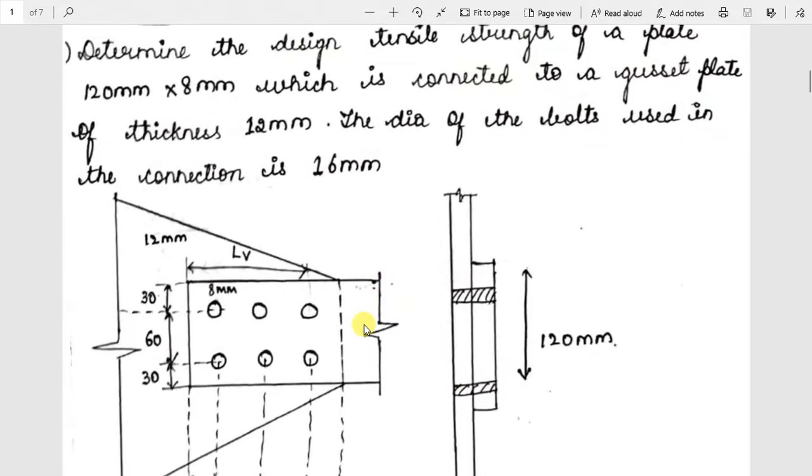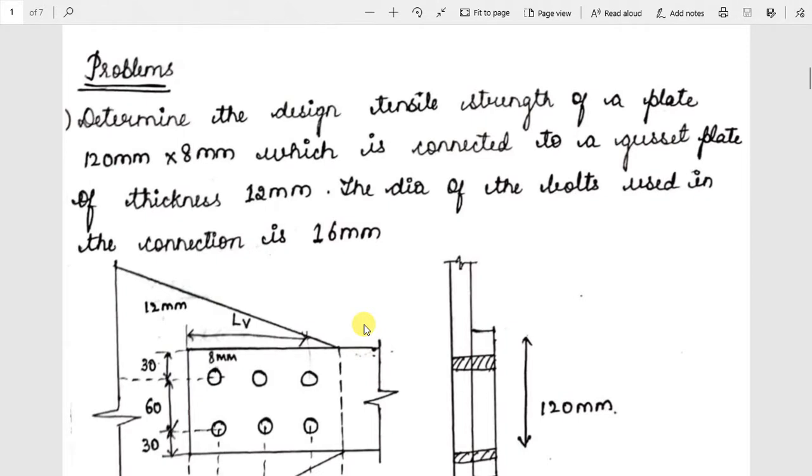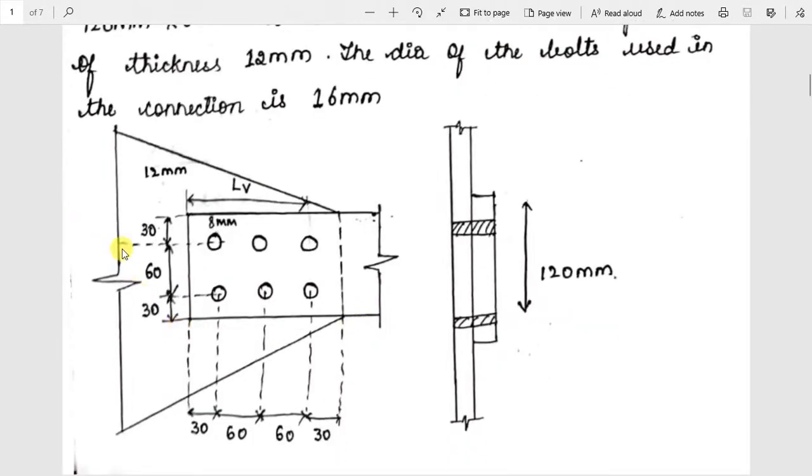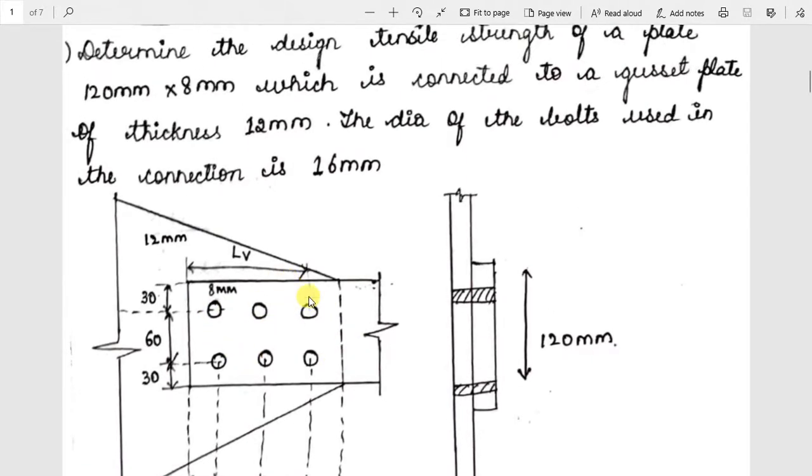So starting with this problem, you have to determine the design tensile strength of a plate 120 mm by 8 mm, which is connected to a gusset plate of thickness 12 mm, and the diameter of the bolts used in the connection is 16 mm. You can see here, to the gusset plate, a plate which is used as a tension member is connected. The thickness of the gusset plate is 12 mm and the dimensions of the plate are 120 by 8. So remember one thing, length will not be specified anywhere, length is not required. So this 120 is nothing but the width of the plate and 8 mm is the thickness of the plate.